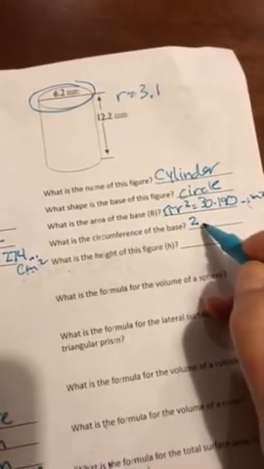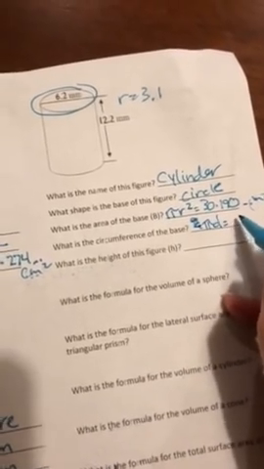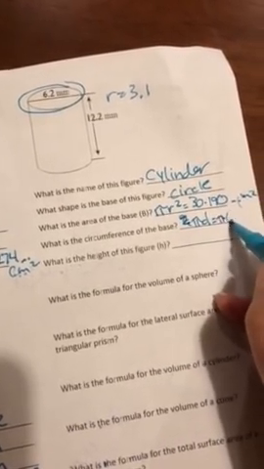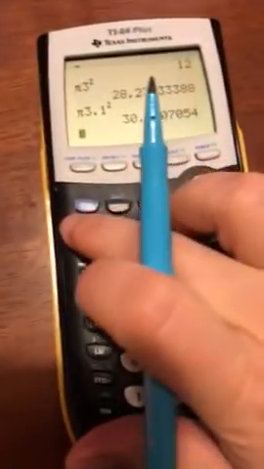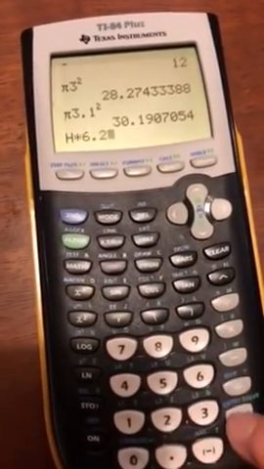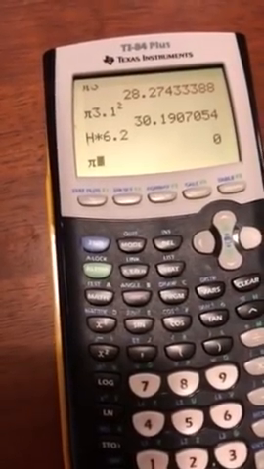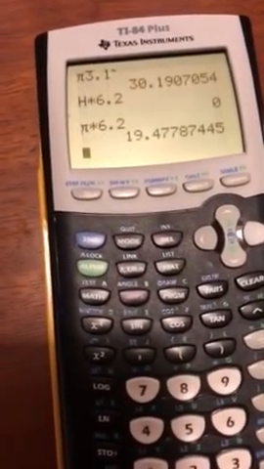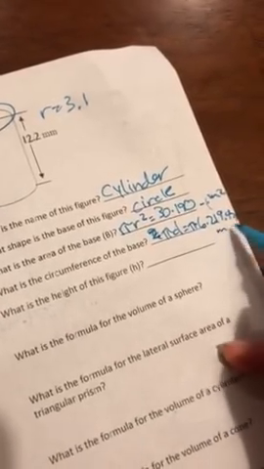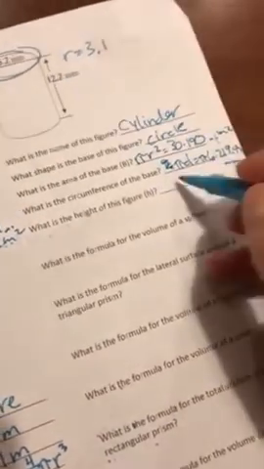What is the circumference of the base? Looking at your formula chart, you could do 2 pi r or you could do pi d. So let's do that one. That means pi times the diameter of 6.2. So we take it over here, pi times the diameter of 6.2. Oh my gosh, that's the wrong button. Pi times 6.2. There we go. 19.477 millimeters. And then what is the height of this figure? This is 12.2 millimeters tall.